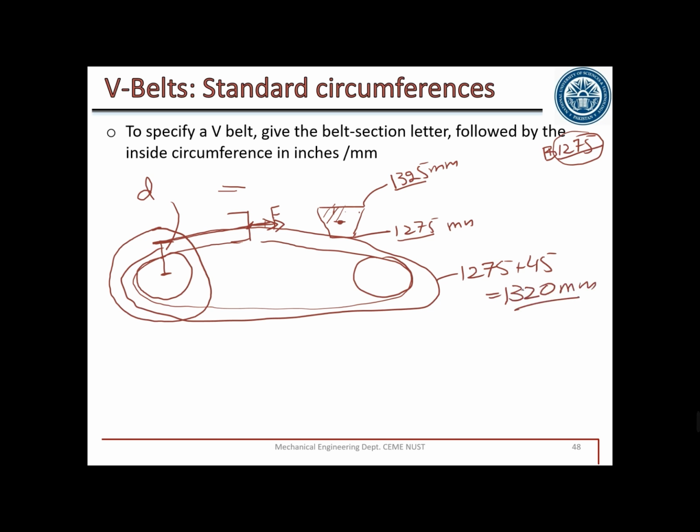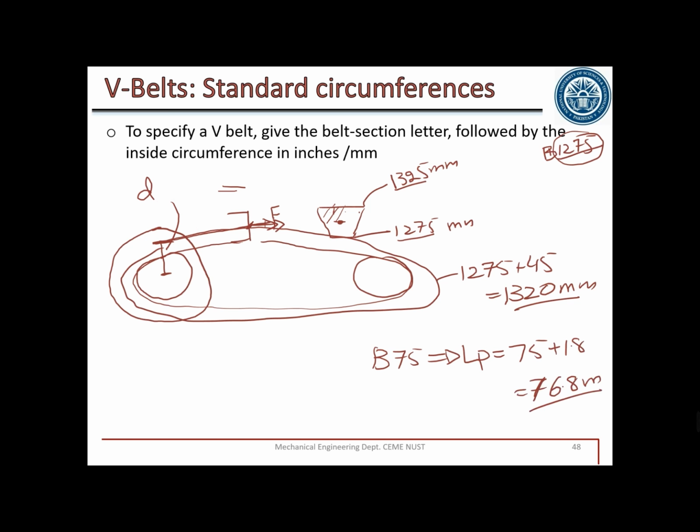So the length will be equal to 1320 mm. Or in case of the inch system, if we have B75 length, the total pitch length will be equal to 75 plus 1.8, which is 76.8 inches. So this diameter we will use for our calculation.